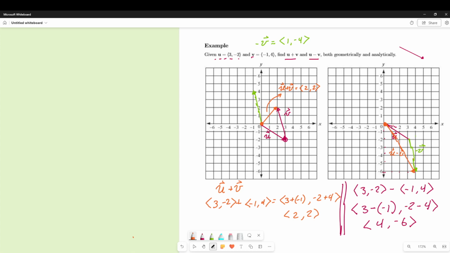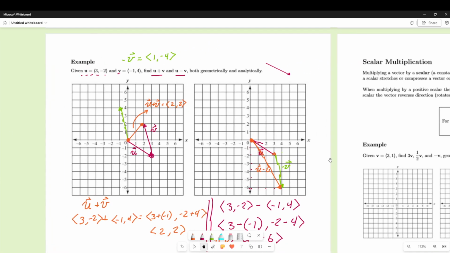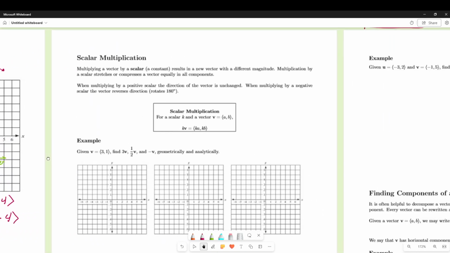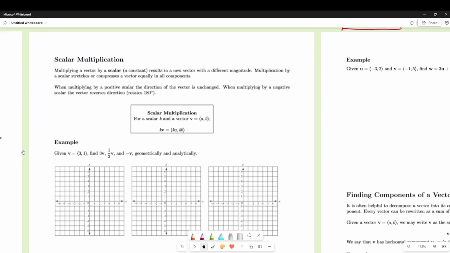Okay, so if we get our proper vector, the 4, negative 2, and then put in the opposite of v, so that's over 1, down 4, then we'll get our proper resultant vector, 4, negative 6. Cool. So that's going to be our u minus v. Okay, so practice that. Go off and practice that. And we'll talk about multiplication in our next video.